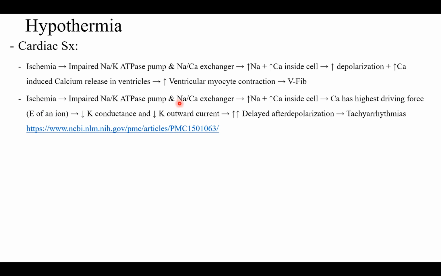Ischemia also, as we already mentioned, impaired sodium-potassium ATPase pump and sodium-calcium exchanger cause an increase in sodium and calcium inside the cell. So recall that calcium has the highest driving force, E of an ion, and that prevents potassium conductance. A decrease in potassium conductance and decrease in potassium outward current can cause delayed afterdepolarizations, and that also leads to tachyarrhythmias. If you want to know more, you can go ahead and take a look at this article.